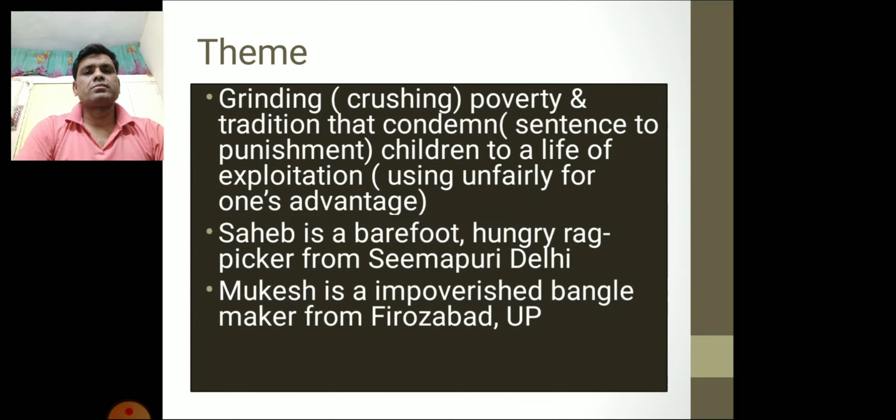The second child, Mukesh, is a poor bangle maker from Firozabad in Uttar Pradesh. He is a child laborer. He works in very inhuman conditions, in dark and dingy cells where there is no fresh air and light. Most of the children lose the brightness of their eyes before they grow up. So we can say that Lost Spring talks about the theme of poverty and tradition which force children to live a life of exploitation.